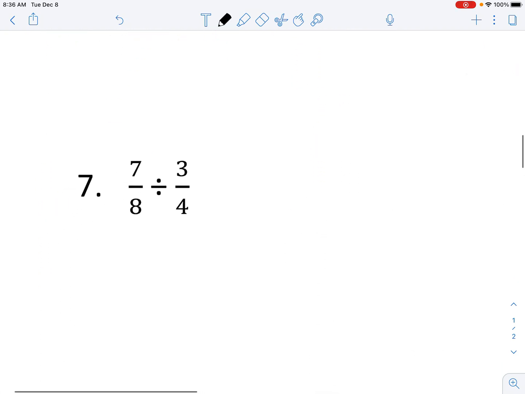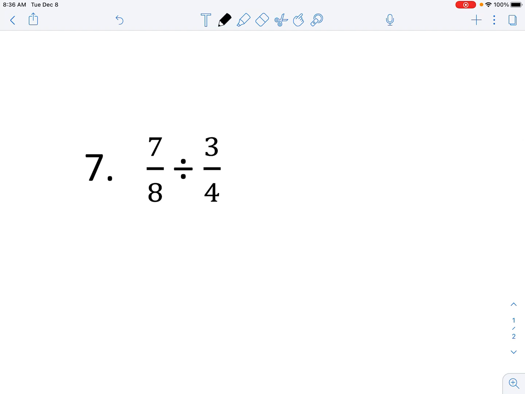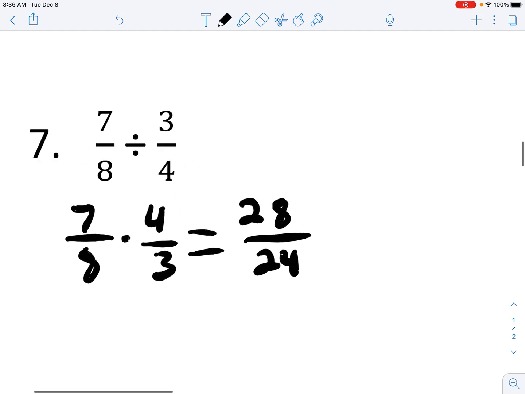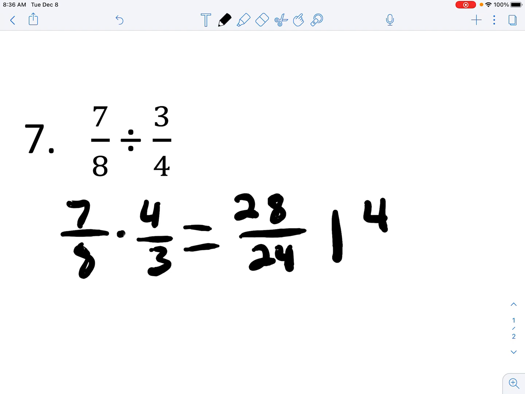Okay. Number 7. 7/8 divided by 3/4. This is easy. So I have 7/8. Skip dot flip. 4 over 3. Multiply across and I get 28 over 24. I can simplify this, okay, and turn this into 1 and 4/24, which is equal to 1 and 1/8. Or 1 and 1/8. Yes, sir. One and 1/6. I'm sorry.